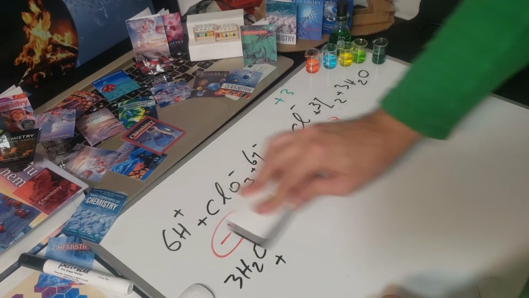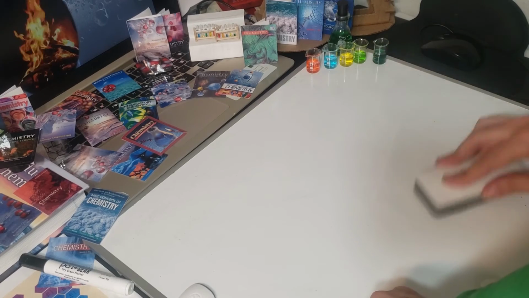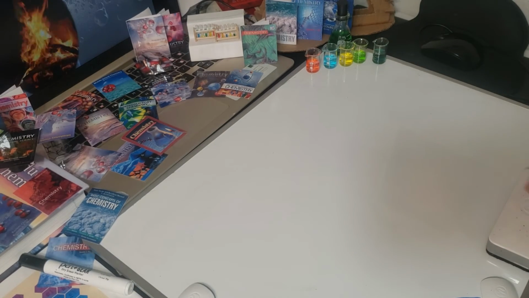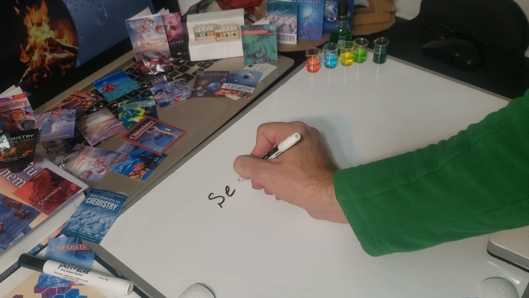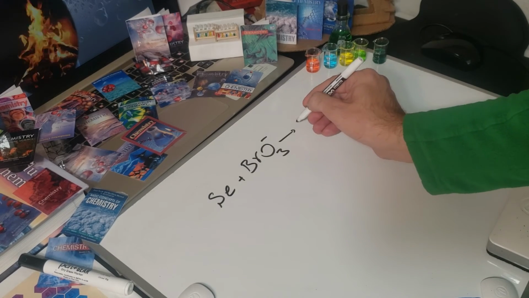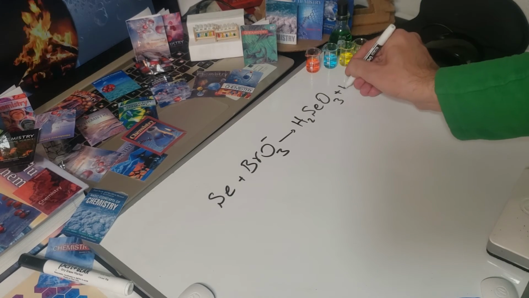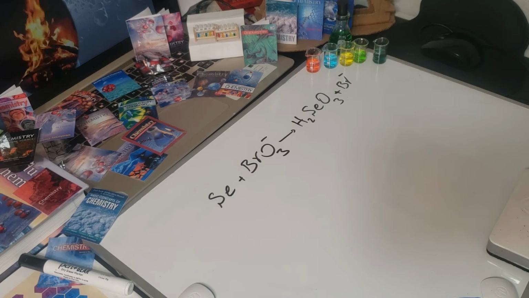And in this last example, I want to do one that contains hydrogen in it. Okay, so before doing oxygen balancing, we have to balance the hydrogens as well. Let's do this example. Selenium plus BrO3 minus gives me H2SeO3 plus Br minus. Okay, this is what I want to do.